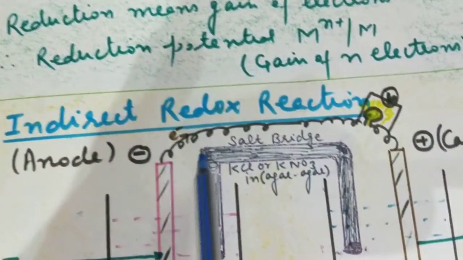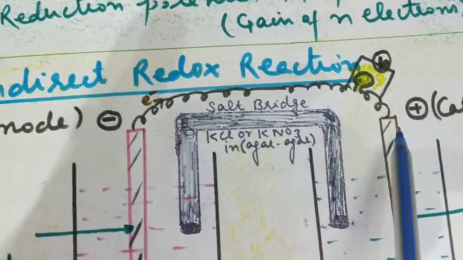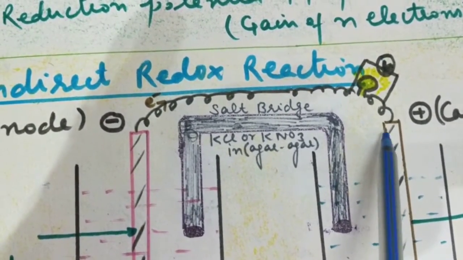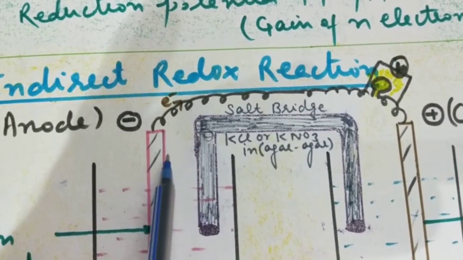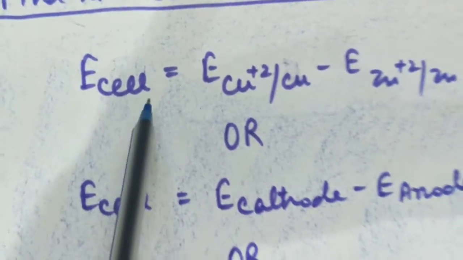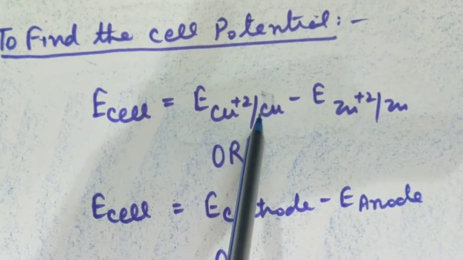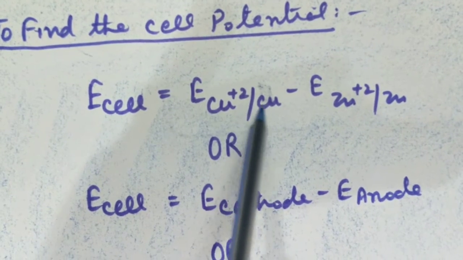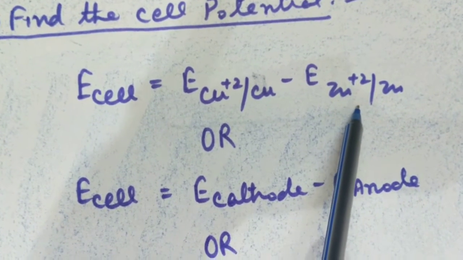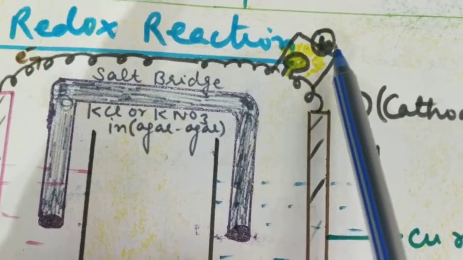Now in the electrochemical cell, we can find the cell potential, that is the potential difference between these two electrodes, by using a voltmeter. That is, we can find E of the cell by using the electrode potential of copper minus the electrode potential of zinc. This value can be calculated by using a voltmeter.